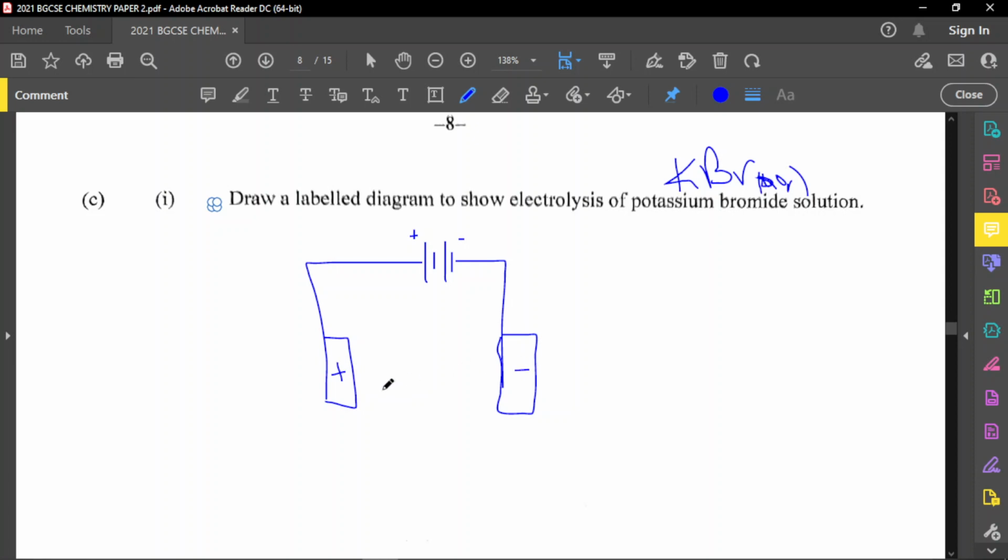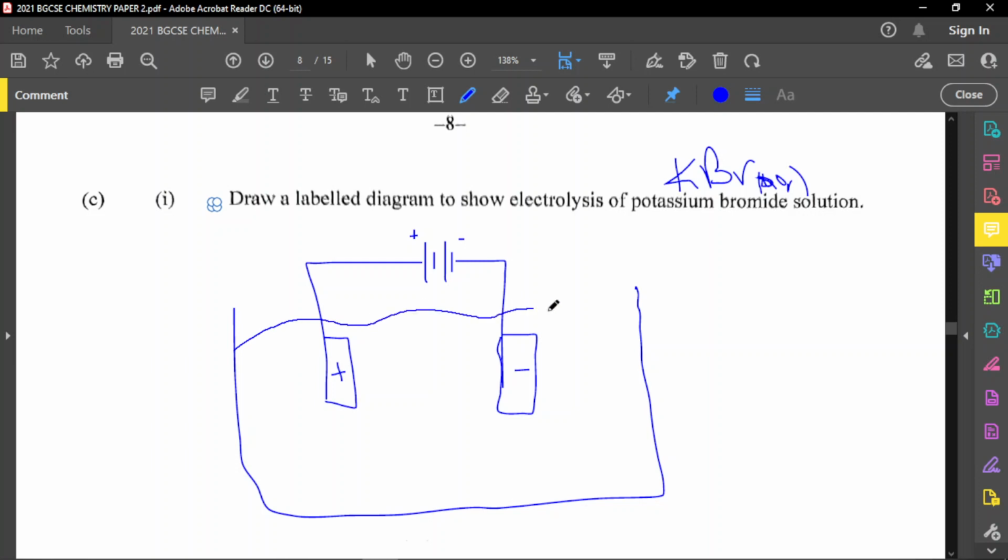All right. So what we're going to do now is to draw our container, and a container will contain our solution. All right. So what I want you to note now, since KBr is an aqueous solution, which means water is a part of it. I want to remind you that all aqueous solutions tend to produce 4 different ions, right? 2 from the compound itself and 2 from the water portion that makes up the solution.